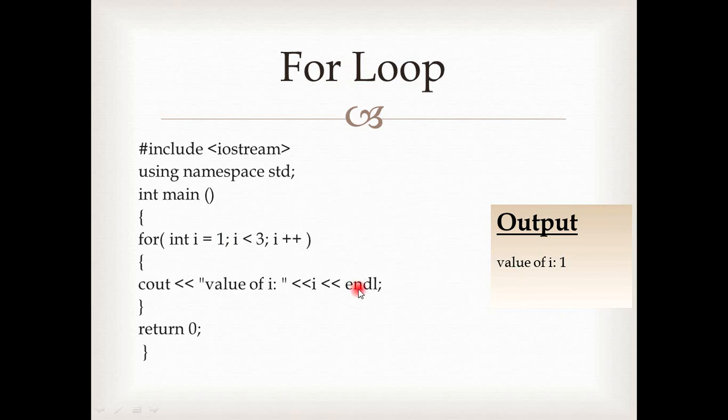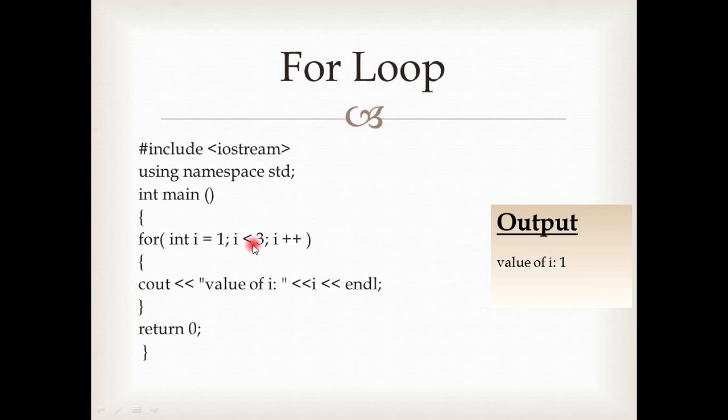Now we have given endl, which means it comes to the next line. Now it sees the closing bracket. When it sees the closing bracket, it starts incrementing. What is i plus plus? i equals i plus 1. So when it increments, my i becomes 2. Now again it checks for the condition. 2 is less than 3. Yes, the condition is again satisfied.